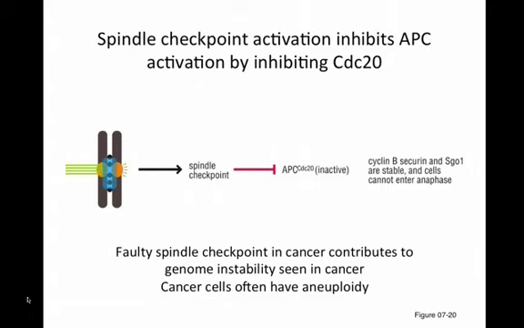Those both are degraded by APC. So if APC is turned off, that can't happen, so you can't progress to anaphase. So spindle checkpoint activation is inhibiting progression to anaphase by turning off APC. Okay? Faulty spindle checkpoint is actually seen in cancer frequently, and you end up seeing this genome instability because you can still segregate your chromosomes even when you have improper spindle attachment, and that's why you start to see aneuploidy in cancer.